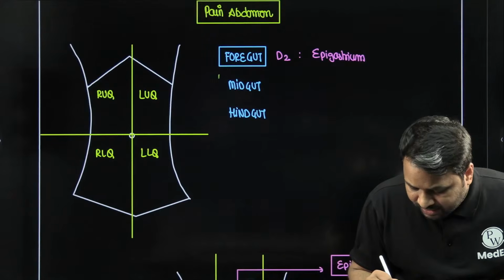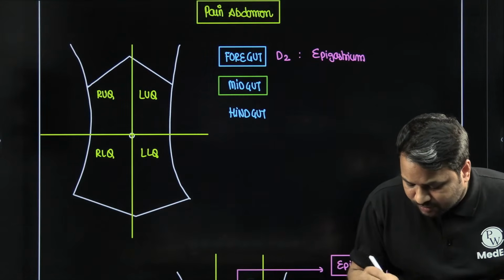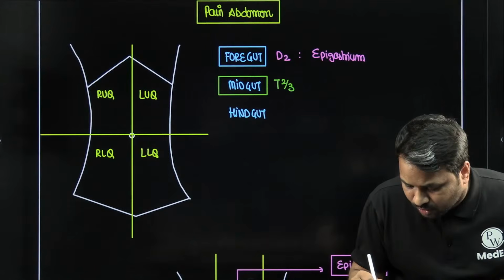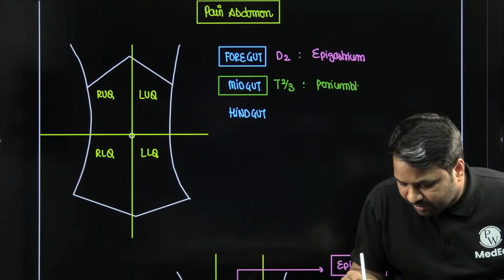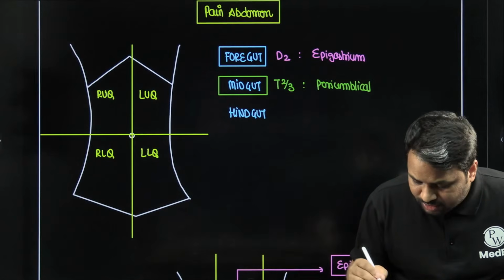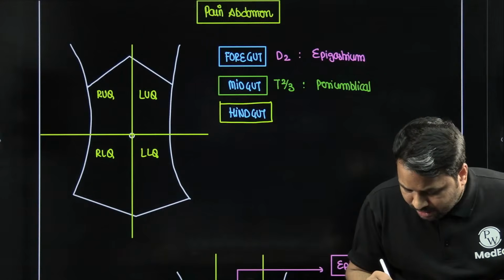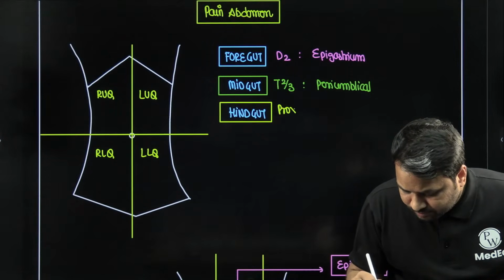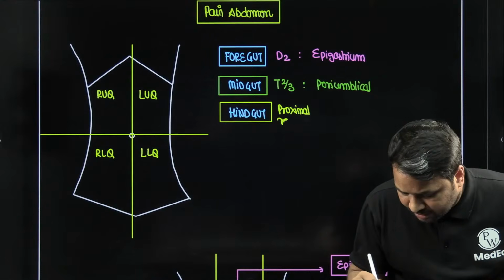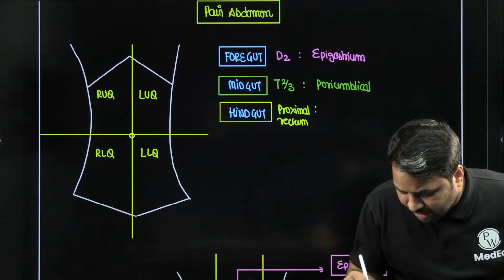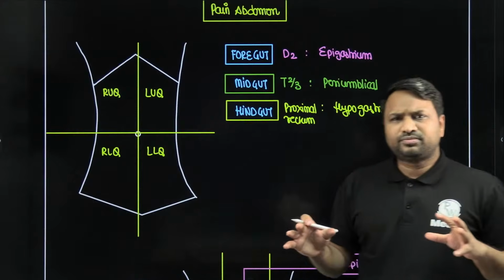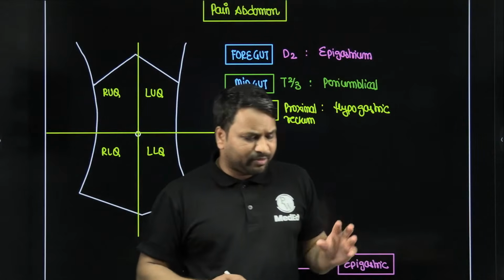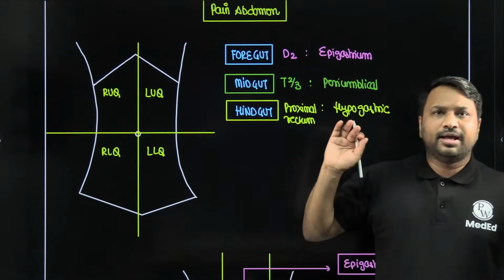All your midgut derivatives will be from the third part of the duodenum to the proximal two-thirds of the transverse colon. The referred pain will be in the periumbilical region. The hindgut is going to be all the way till the proximal rectum, and this is going to have a hypogastric pain. So based upon what is derived and where it is derived from, we have referred pain to the epigastric region, the periumbilical, and the hypogastric region.